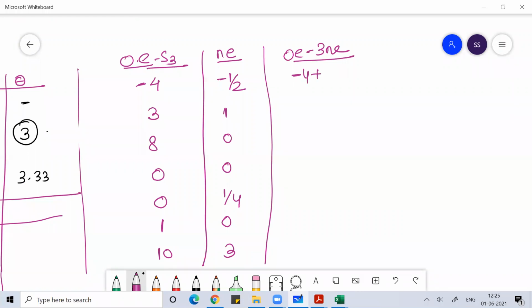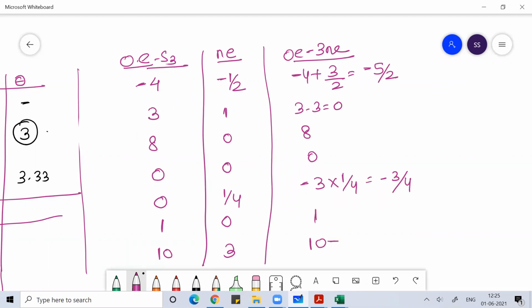So -4 plus 3 by 2, that is -8 plus 3, -5 by 2. Then 3 minus 3 would be 0. Then 8 minus 3 would be 0. Then this will be 8. This is 0. Then minus 3 into 1 by 4 is minus 3 by 4. This is 1. And this is 10 minus 3 into 3; 3 threes are 9, so 1.